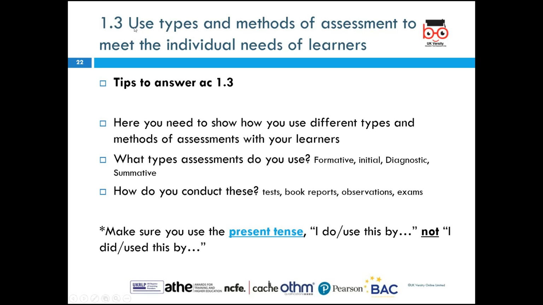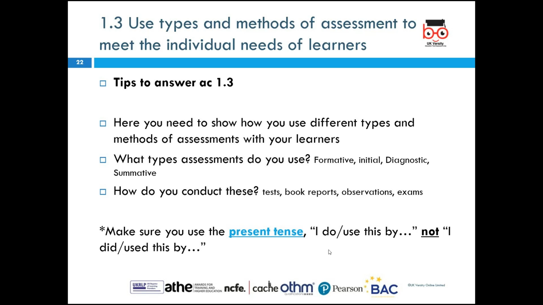Now on here, because it says use, again, this is a present tense. So make sure that you write I do or I use this by, not I did this by or we used this by or when I was in class. You go, when I am in class, this is what I do. So make it present tense.